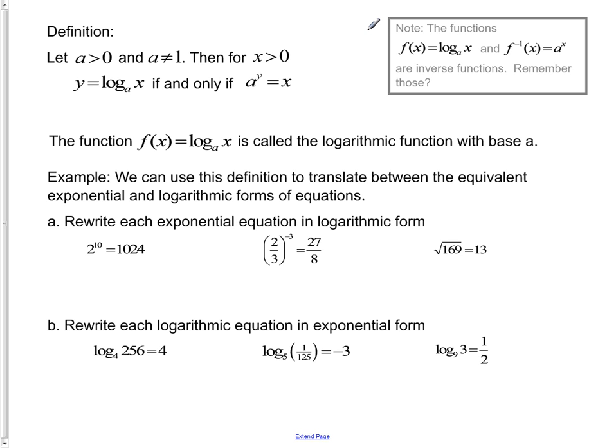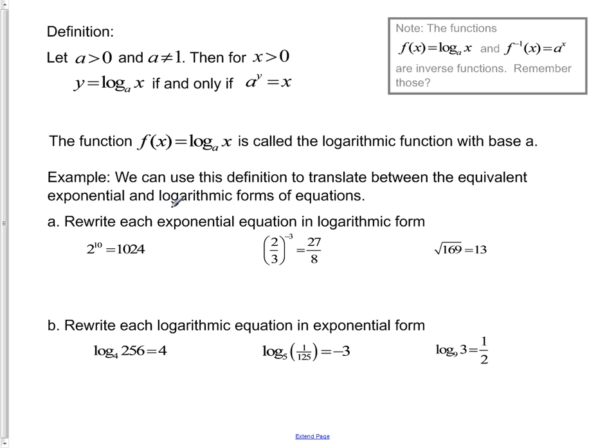Now, I'll make a quick note right here that our functions, the functions logarithm base a of x and a to the x, are in fact inverses. I don't know if you remember anything about inverse functions, but we'll talk about them a little bit in a while. But let's just talk about this expression, this function. We say this is called a logarithmic function with a base a. And all it really says is that f of x is always the exponent to which we must raise that base a in order to get the value x each and every time.